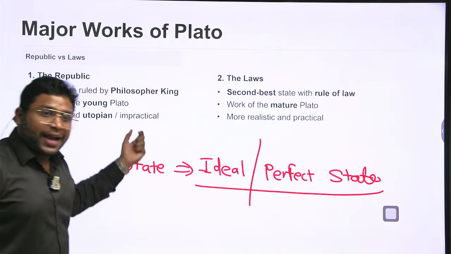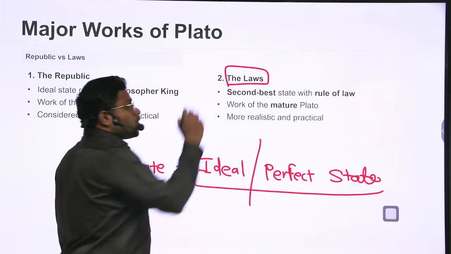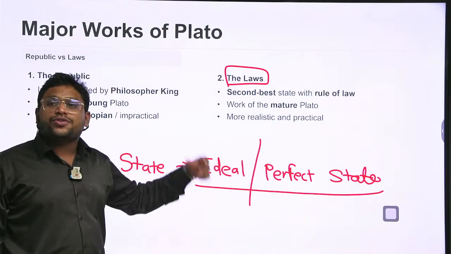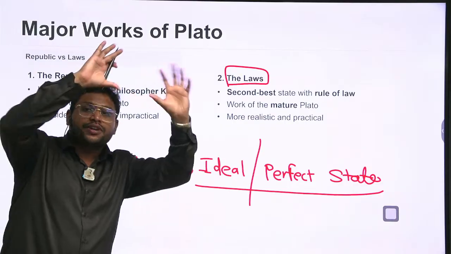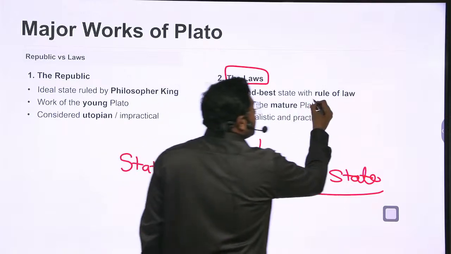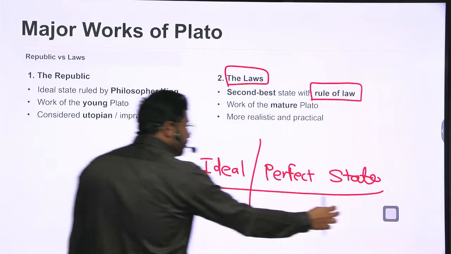That is happening when he is young, and that he has mentioned in this book. Okay? But by the time he becomes mature and he writes this other book called The Laws, here his views change a little bit. Now, instead of preferring a philosopher king, now he says, sir, there should be rule of law. Now, what is rule of law?